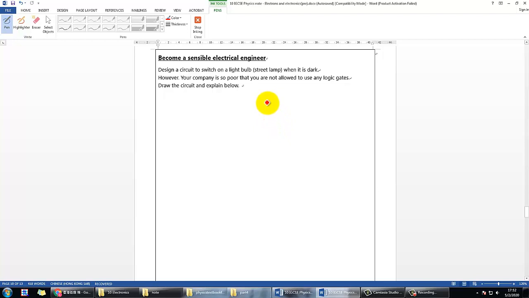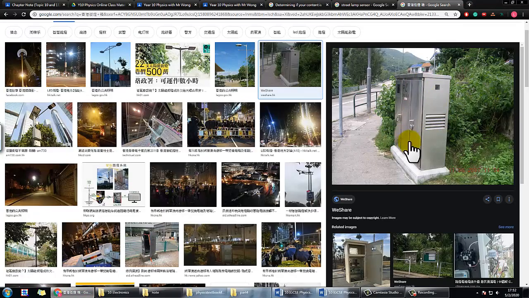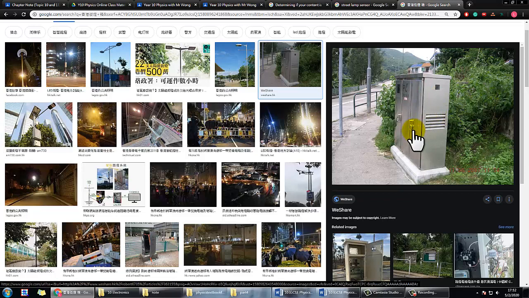You want to design the street lamp so that when the sky is getting dark, it will switch on the street lamp automatically. In fact, this is exactly how we do it in Hong Kong as well, and I'm sure in most of the cities around the world. It's not about the smart street lamp. It has been done for many years already.